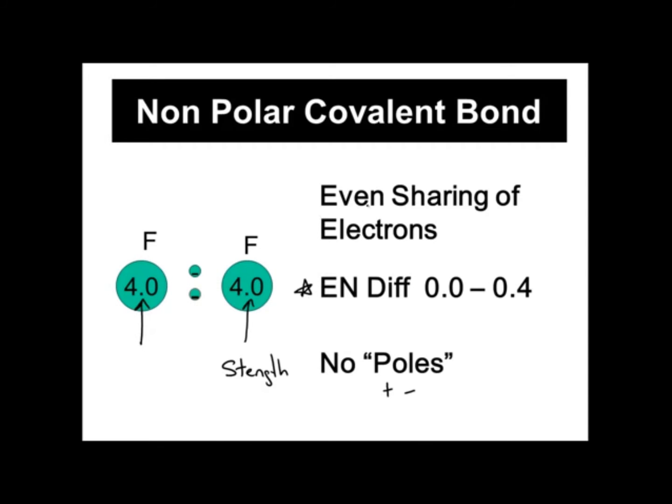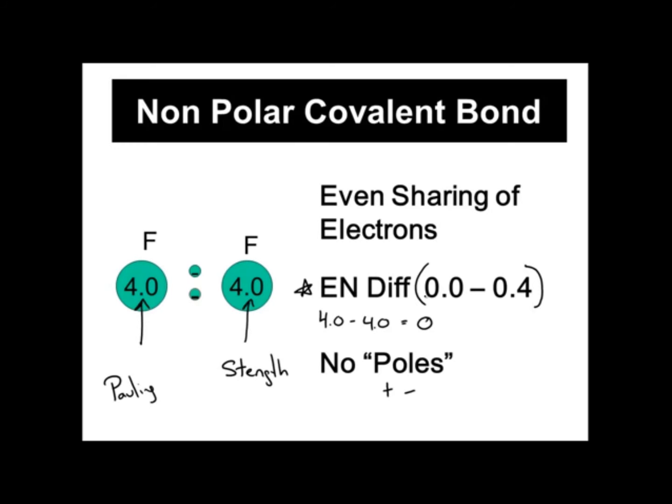Now I want you to look at the electronegativity difference. It says it's in the range of 0.0 to 0.4. Now as we subtract one fluorine from another, we get 0, which means it is in the range of 0.0 to 0.4, which means this is a non-polar covalent bond.